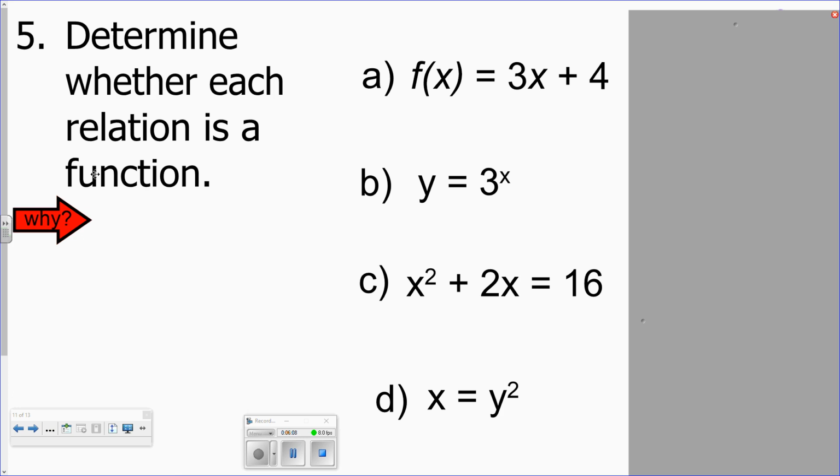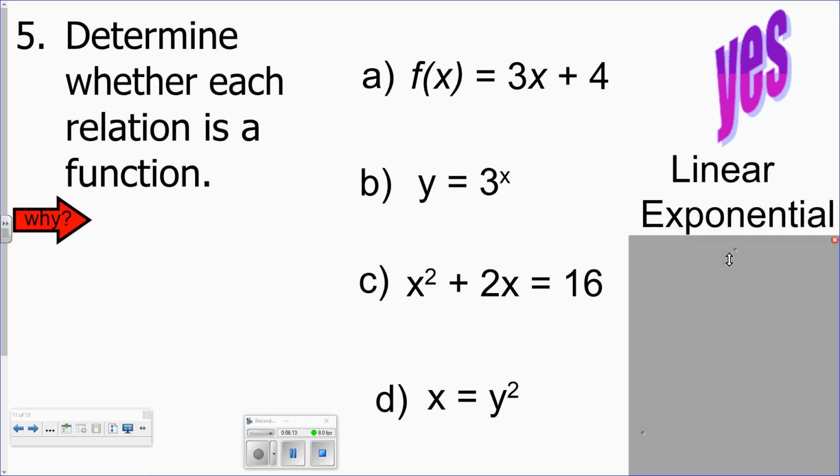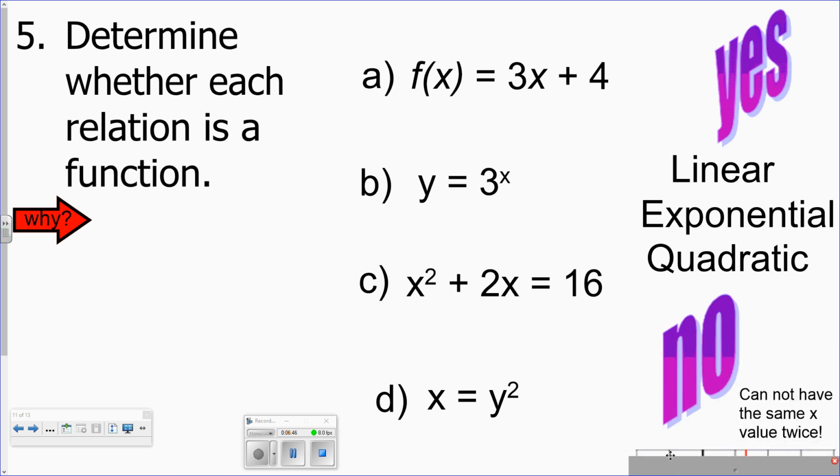Determining whether a relation is a function from an equation, I can tell you that these first 3 equations are going to be functions because this first one is linear. Anytime where the x is just an x, there's no exponent on it, it's going to be a linear equation. Anytime that we have x as the exponent, it's going to be considered exponential. And anytime it's x squared and x squared is the highest power that we have, then it's going to be considered quadratic. And all linear, exponential, and quadratic relationships are considered to be functions. This last one, though, is not going to be a function.